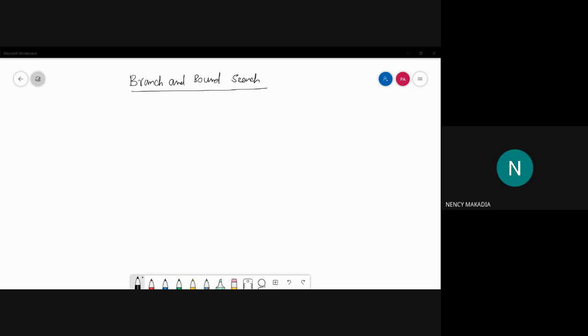Okay. So basically, branch and bound search is using backtracking. That means we can expand the search space tree one by one with a heuristic value. And here in branch and bound search, we are going to apply DFS or BFS.